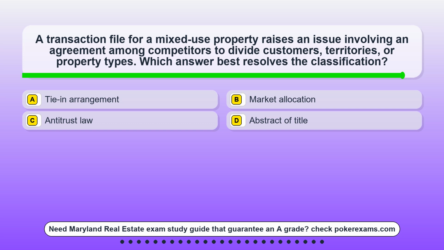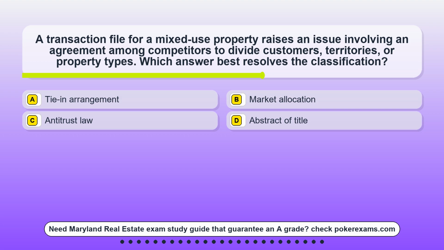Question 1. Citizens reject a proposed law through a statewide referendum. Which principle of American government is most directly illustrated? Option A, executive privilege. Option B, federal supremacy. Option C, judicial review. Option D, popular sovereignty.